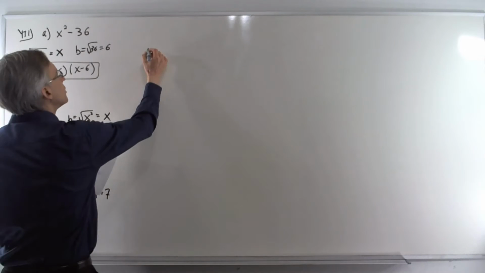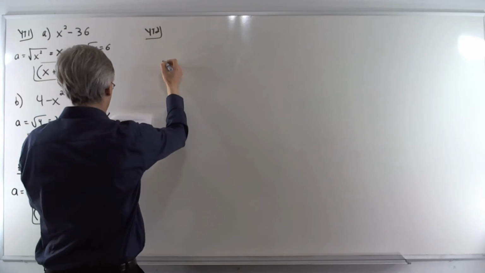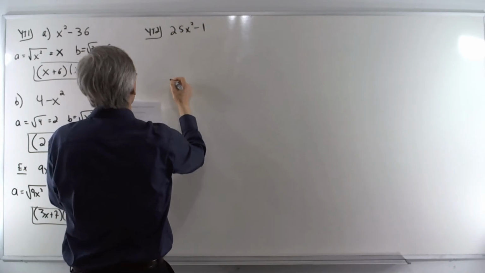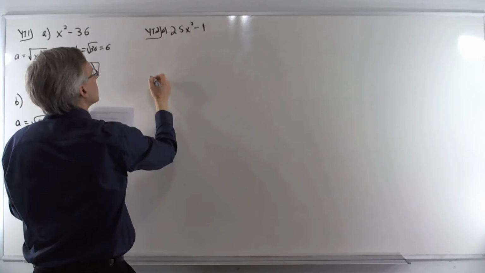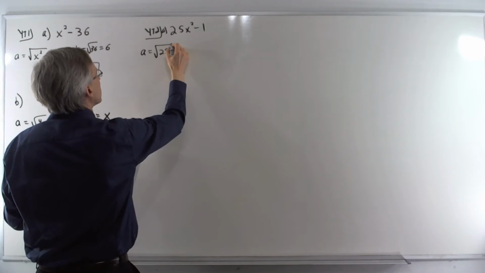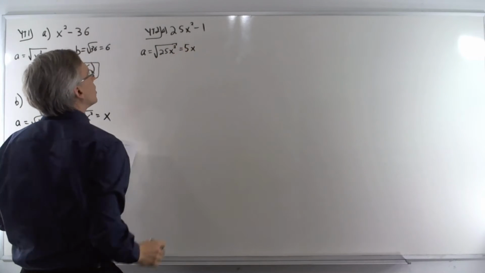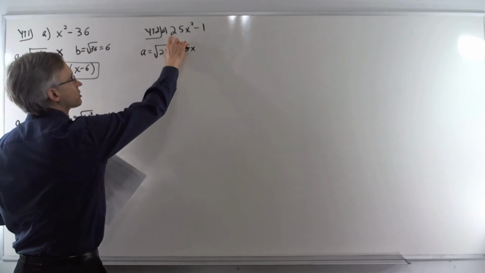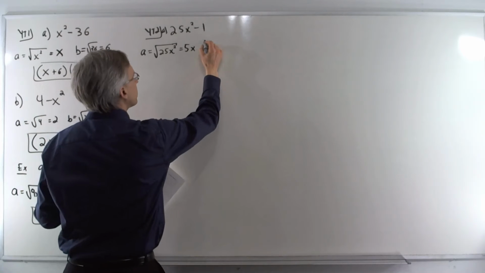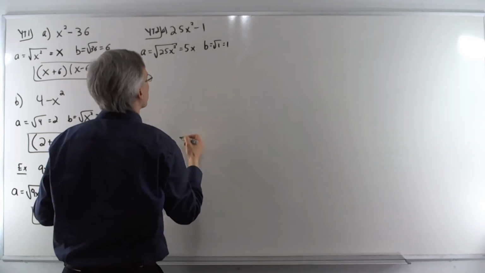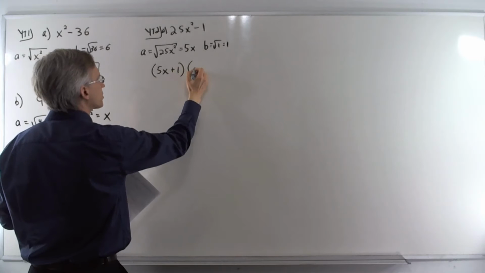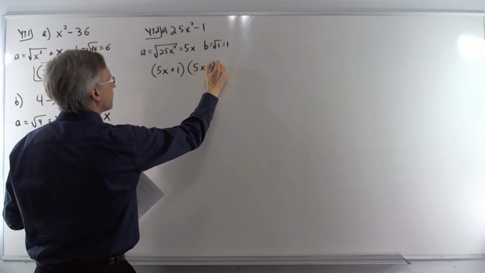Your turn number 2. So we do have perfect squares here. We're going to take the square root of 25x squared to get a, and that is 5x. And for b, the square root of 1 is 1. So into the difference of squares formula, we get 5x plus 1 and 5x minus 1.